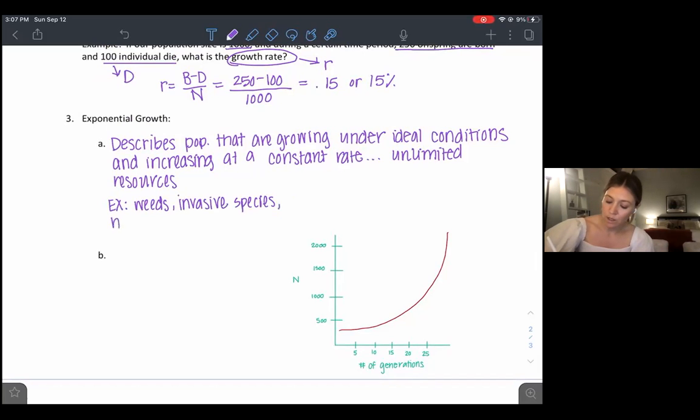Sometimes you might think about a newly protected endangered species where they were being hunted before, but now those limits have been taken away. Those would be a good example as well. And then you can also think about bacteria. That's not how you spell endangered. Bacteria growing in a lab would be another condition where those bacteria have ideal conditions and can reproduce really, really quickly.